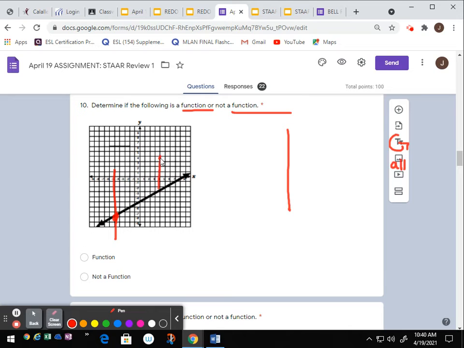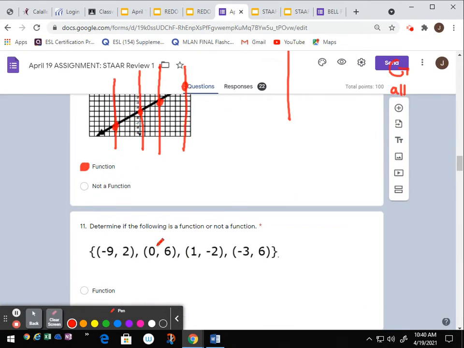Now let's draw it again over here. It only hits once. If we draw one here, it only hits once. If we draw one here, it only hits once. So every single time I drew a vertical line, our graph only hit the line once in each spot. That means this time we have a function. So number 10 is a function.